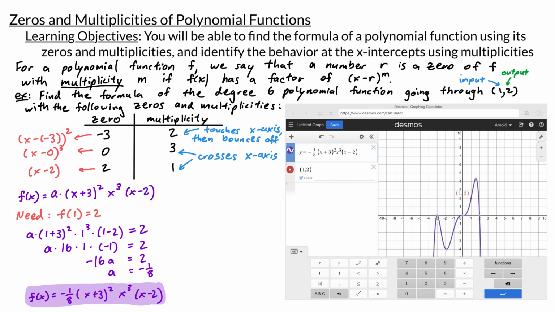So from this example, it seems like when the multiplicity is even, the graph touches the x-axis and then bounces off, whereas when the multiplicity is odd, the graph crosses the x-axis. Let's work through another example to see if this pattern holds true.